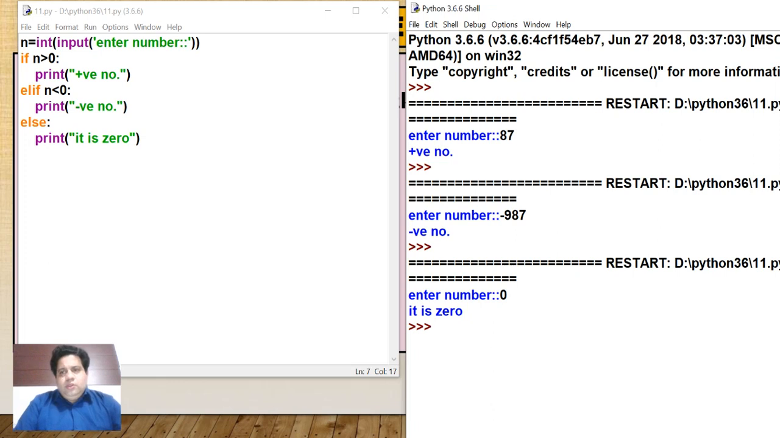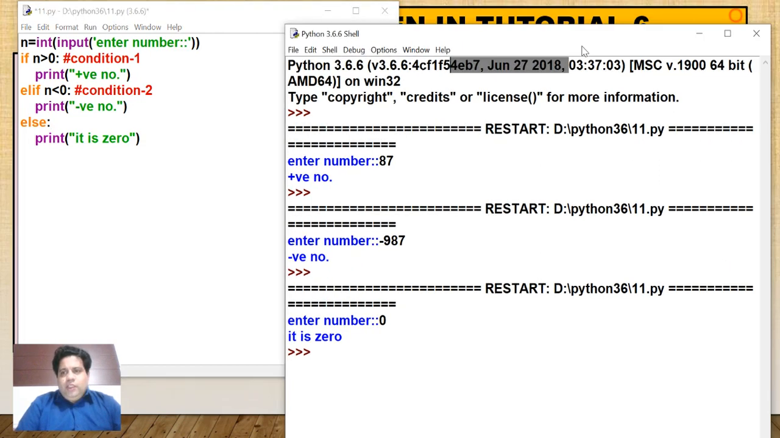Okay. So why we have used if elif? If there are multiple conditions, this is condition 1, this is condition 2. So if there are more than one conditions, then use if elif. If there is only a single condition, use if else. For example, in case of even or odd number. Okay. Now next program.